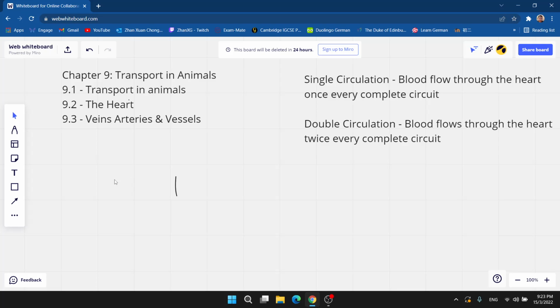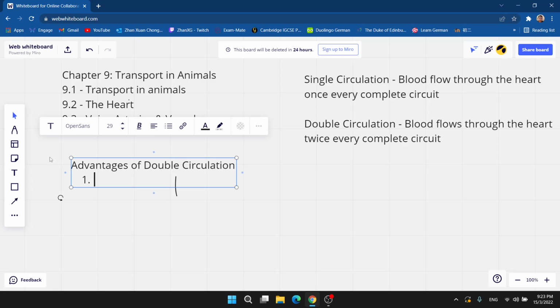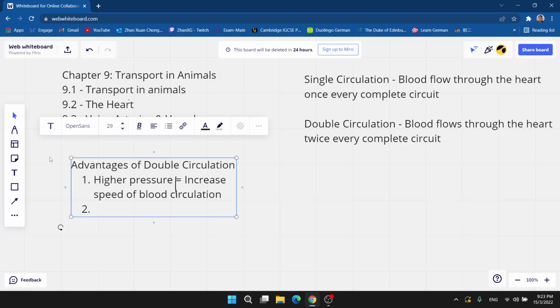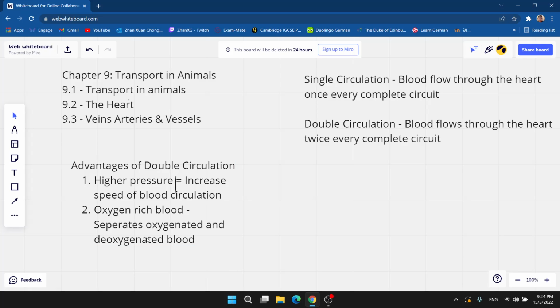Okay, so the advantages of double circulation are, first, higher pressure, which equals increased speed of blood circulation. And secondly, oxygen-rich blood, because it separates oxygenated and deoxygenated blood. So these are the advantages of double circulation, and this is what you should know at this stage, while remembering all of the components of the heart.